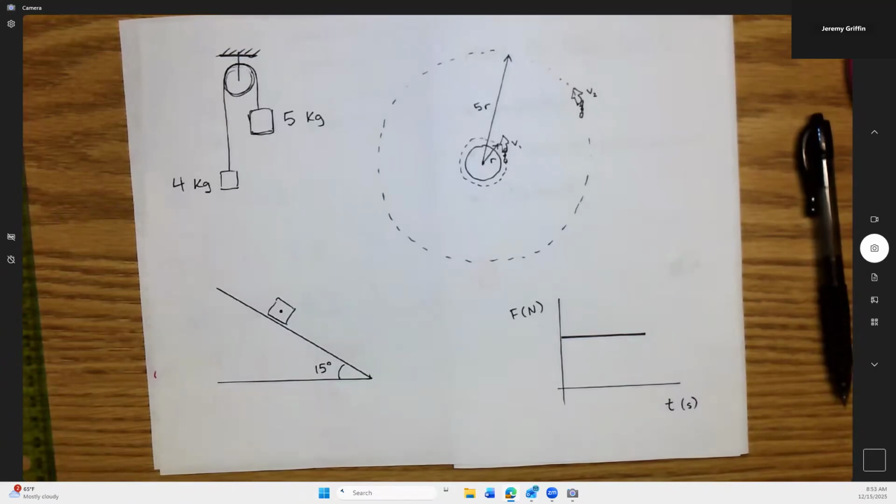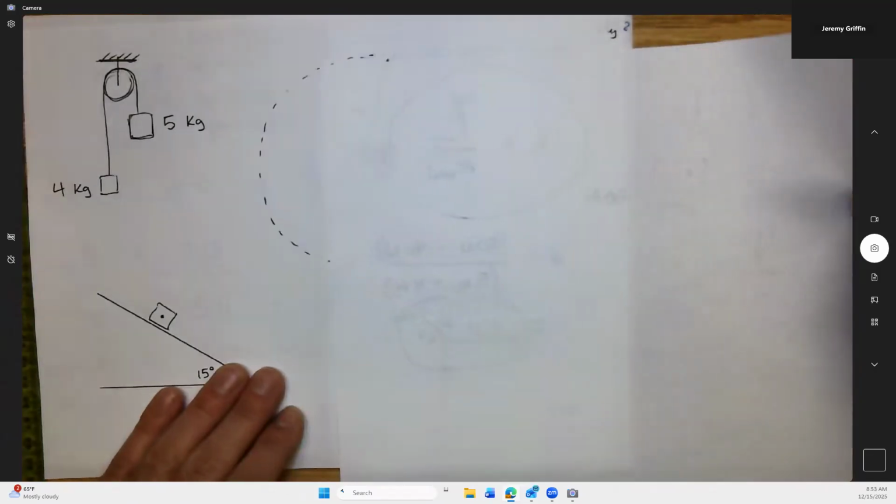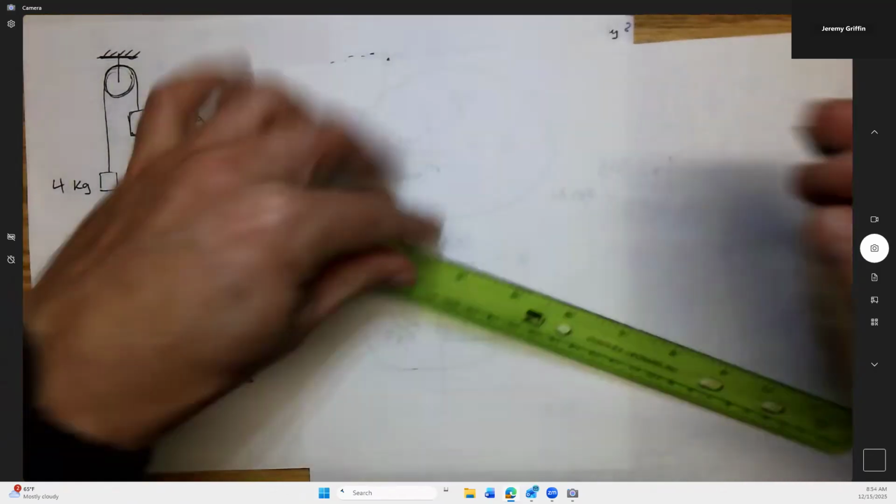Technically, this is the right answer. I think what I would do is create a free body diagram and start working it from there.